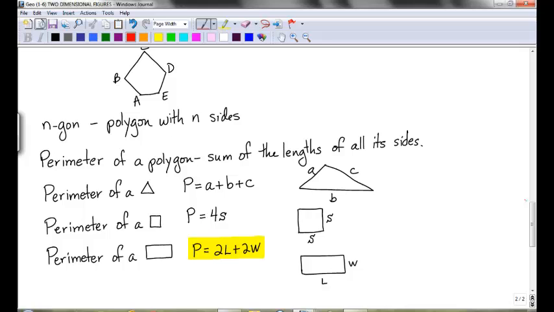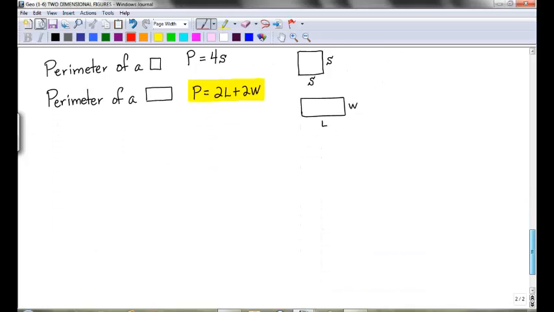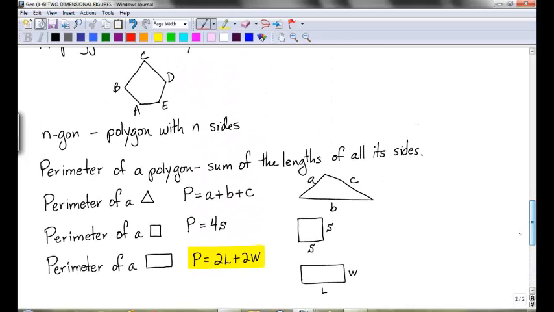Probably the most important one there is the perimeter of a rectangle. If L is the length and W is the width, perimeter equals 2L plus 2W. And if they ask you to find those, you write the formula down, sub in, and then just simplify it. Still order of operations. Order of operations. And that's it.